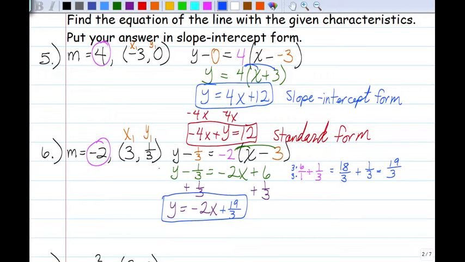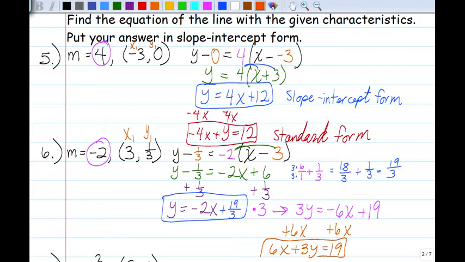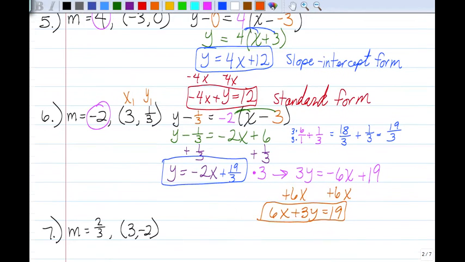Now, if I want this to be in the other form, I'm going to want to get rid of the fraction, so I would just go ahead and multiply the whole thing times 3. And so that would give me 3y equals negative 6x plus 19. And then I would just move the 6x over to the other side, so I just add 6x to both sides. That would give me 6x plus 3y equals 19. So that's the other form that you could have it in, if that's what they want you to do.